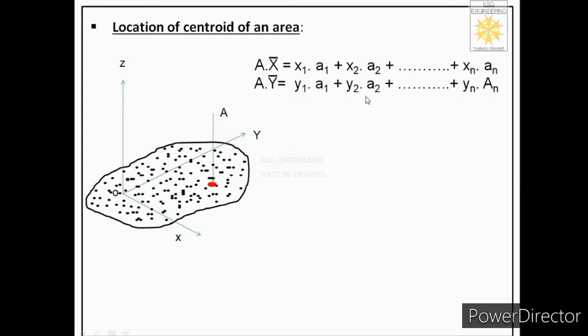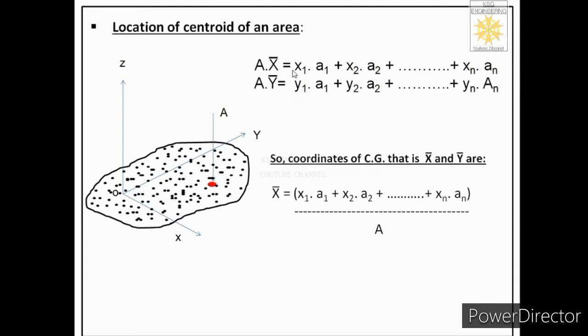So from these two equations we can say that x bar is equal to this equation divided by the total area. This particular formula will help us find the coordinate of the centroid of this area, that is x bar. Similarly, if we divide this equation by the total area, we will get y bar, that will be the coordinate of the centroid from the x-axis. So these two formulas will help us find the centroid of any particular area with respect to given axes.